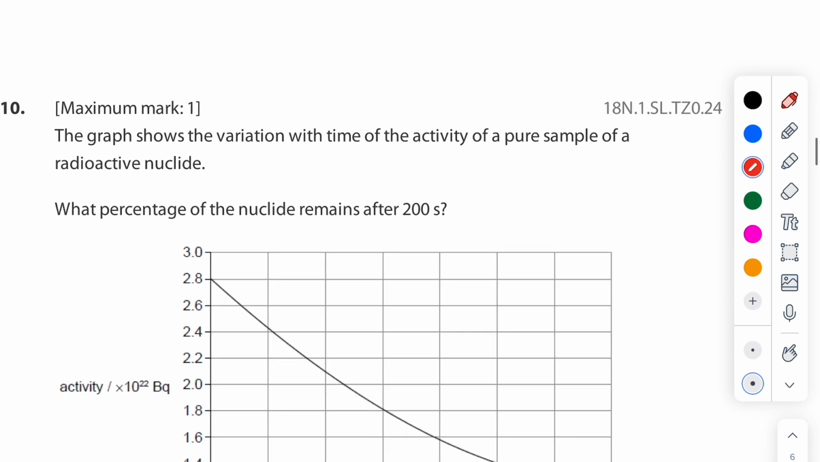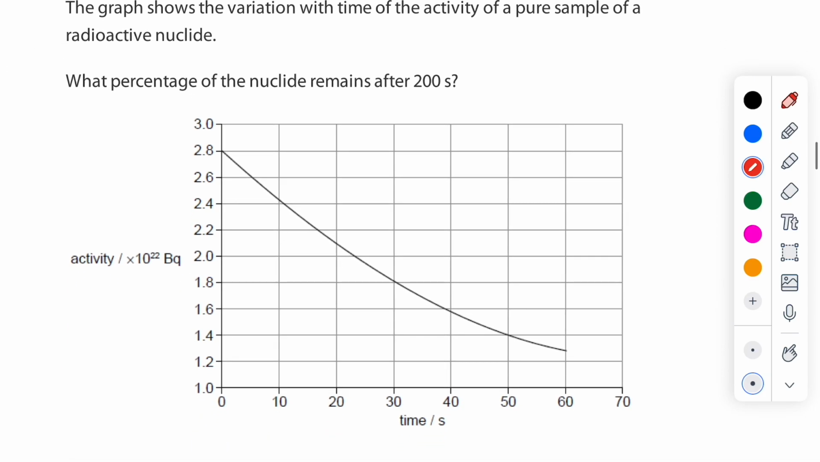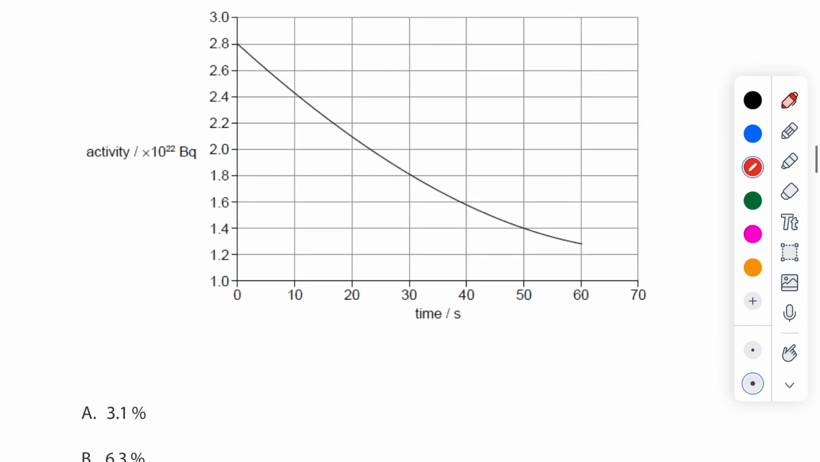Question number 10. So what does this question number 10 say? It is from 2018, November, TZ0, question number 24. So it says the graph shows a variation with time of the activity of a pure sample of a radioactive nuclide. What percentage of the nuclide remains after 200 seconds? He is asking us about after 200 seconds.